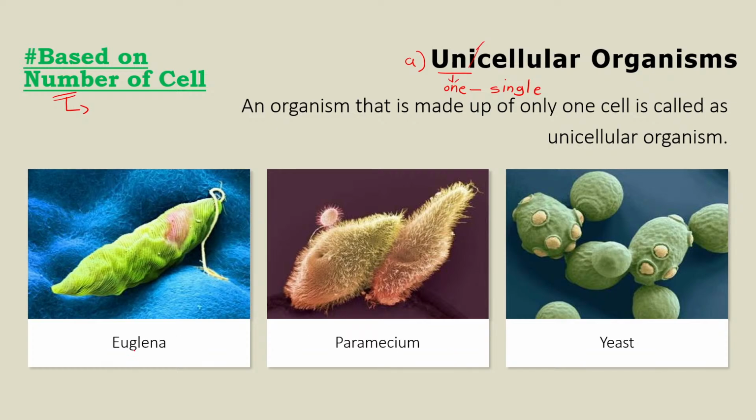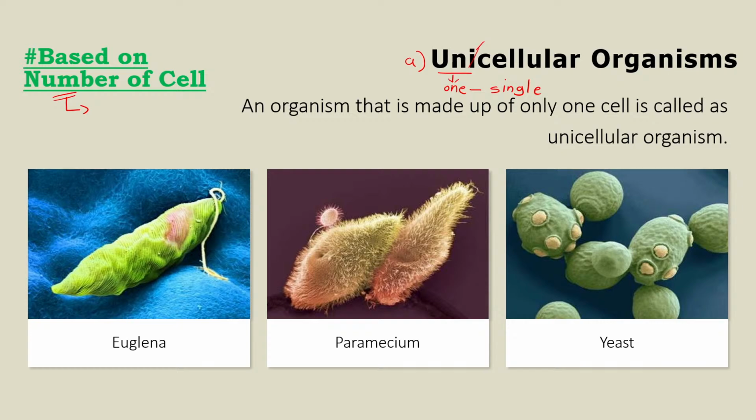I have given the examples of euglena, paramecium and yeast. These are a few unicellular organisms. But in your microorganism chapter, you have learned about so many organisms which are unicellular. Can you give more examples? Yes, bacteria is a unicellular organism. Okay, what else? More examples I want, organisms which are made up of one cell. Bacteria is done. What else?